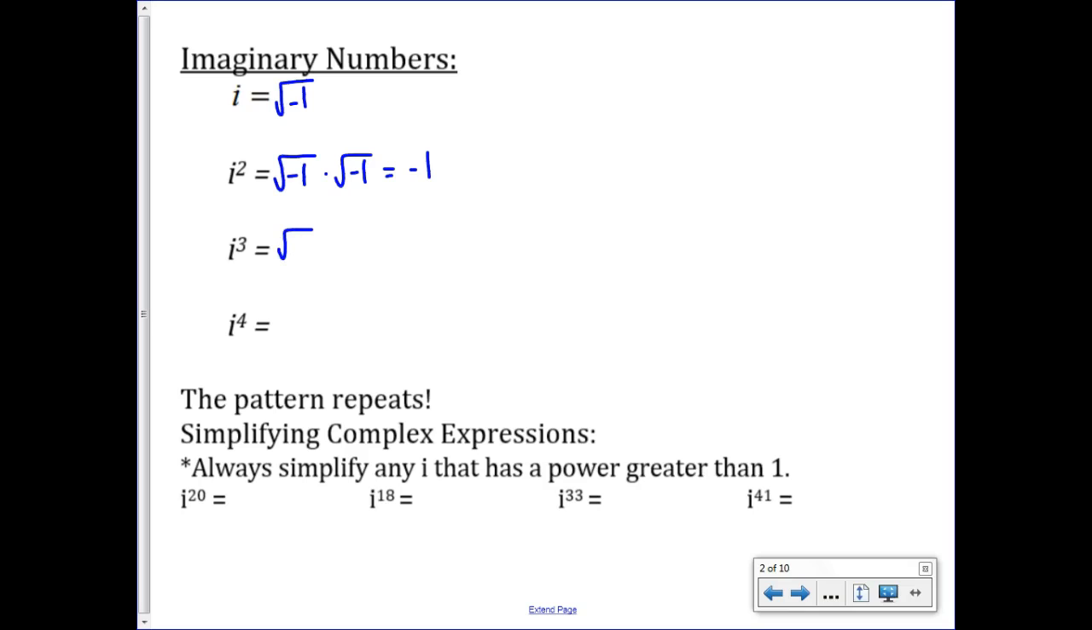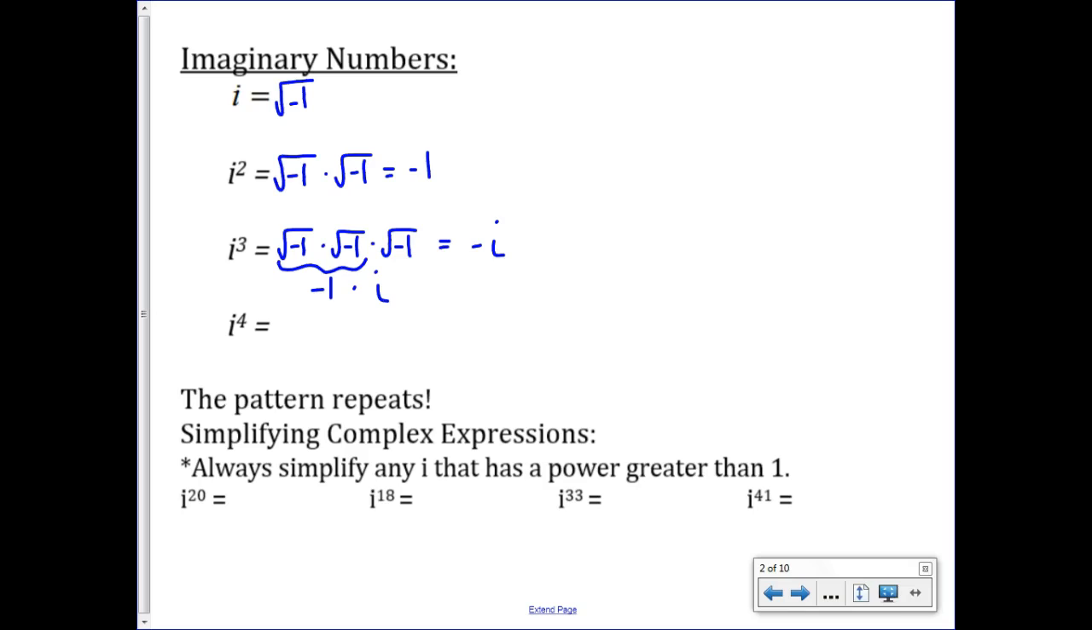i to the third happens to be the square root of -1 times the square root of -1 times the square root of -1. Well, we know that these first two would equal -1 times the square root of -1, which we said is i. So this is -i. So i to the third is -i.